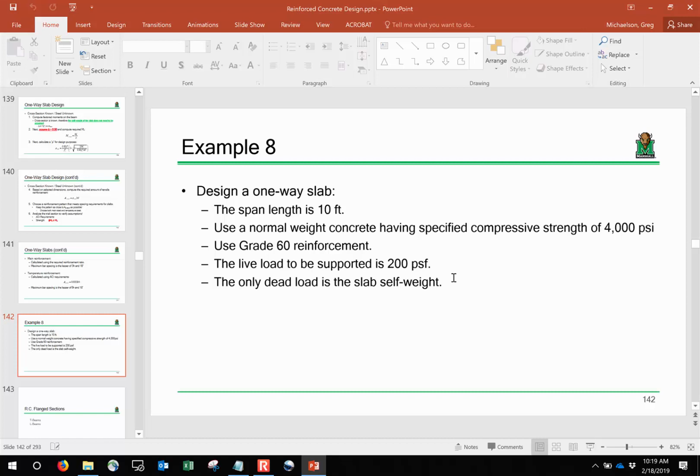We have a live load on here that's 200 pounds per square foot. This is a hefty load, to say the least. The only dead weight is the self weight of the structure, so no superimposed dead load on top of that. And so we're going to design accordingly.